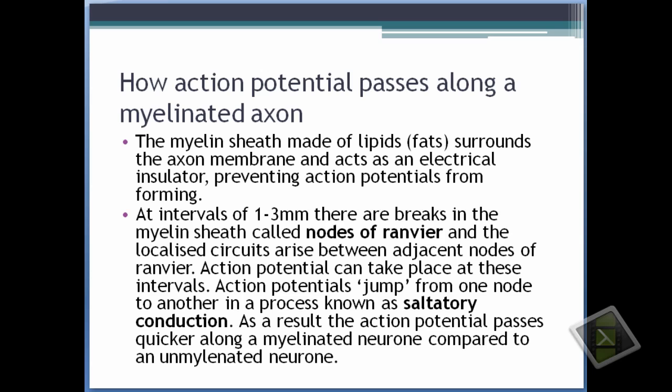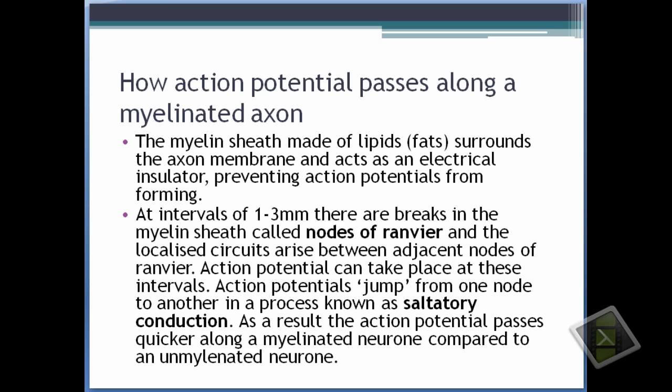Now the localized circuits are obviously just made out of the myelin sheath. So the action potentials will take place at the intervals of the nodes of Ranvier. So wherever you get those little gaps is where the action potentials jump from. So you get the action potential at one node and it will skip the myelin sheath because it can't take place there, and it will jump to the next node of Ranvier. This process is called saltatory conduction.